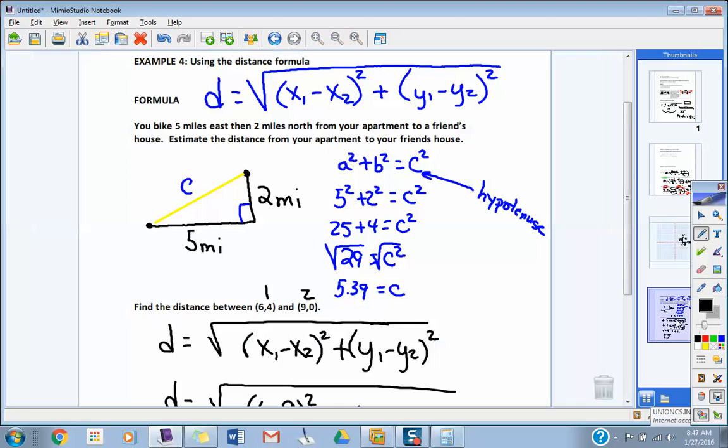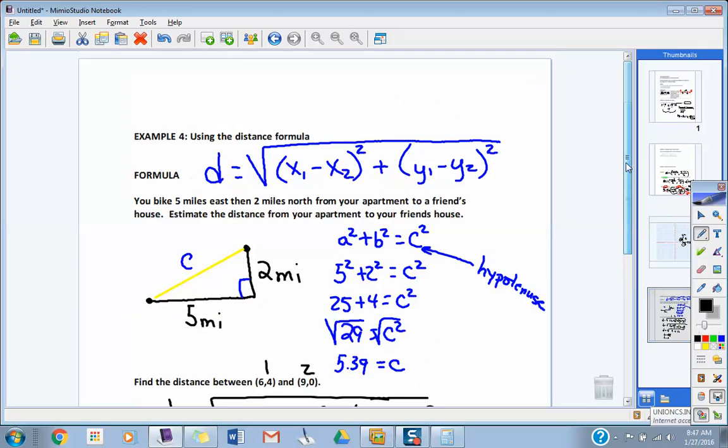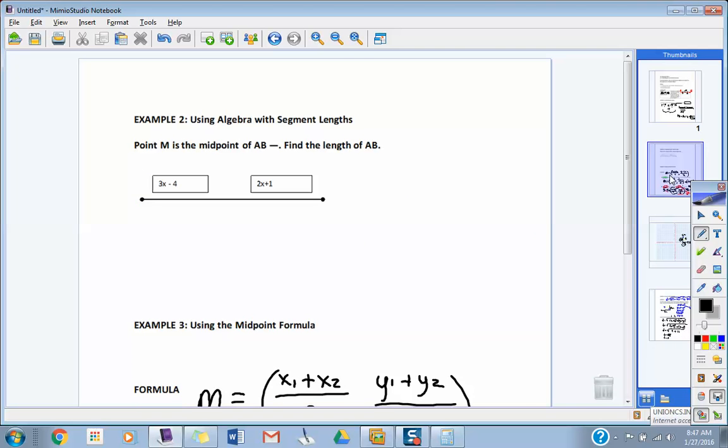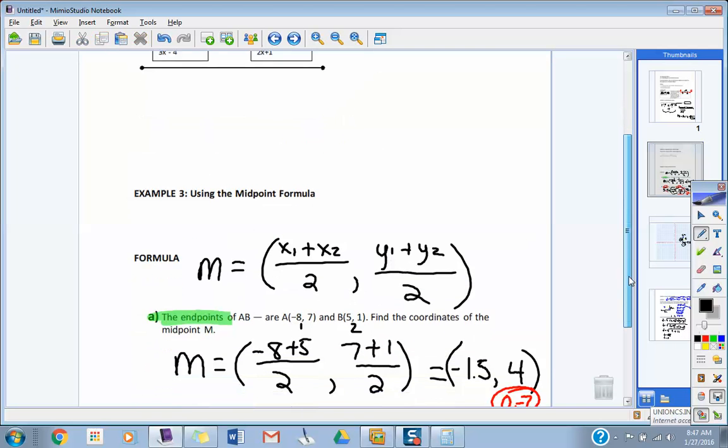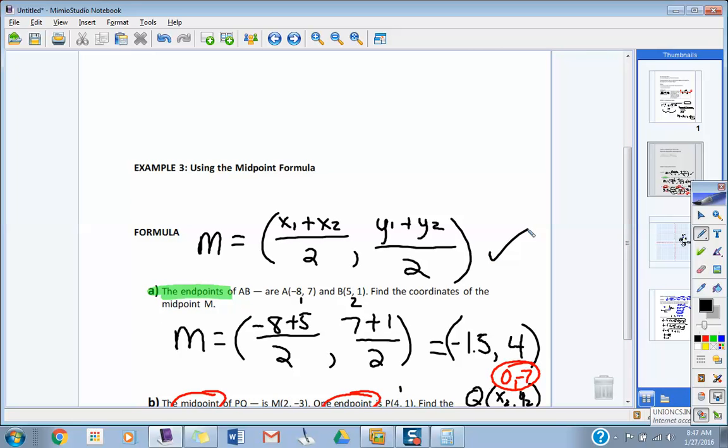All right, I want to make sure you have the formulas written down correctly. So go back here to example 4, right up top here. Make sure you have that written down exactly as I do, so that you have access to that. Are we cool with that? Everybody have what they need there? Okay. And then the midpoint formula from yesterday. You have this one right here written down. Good with that?